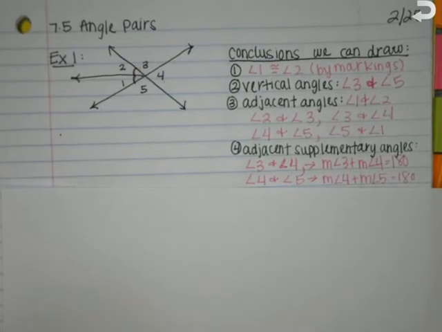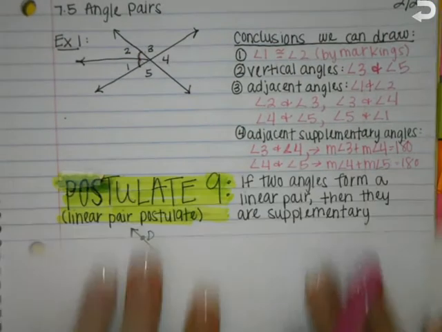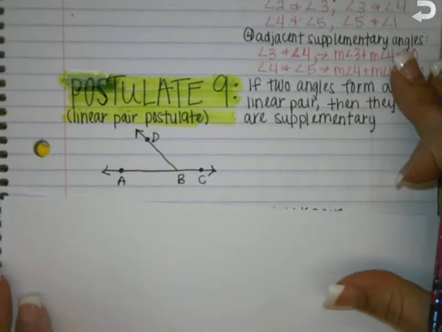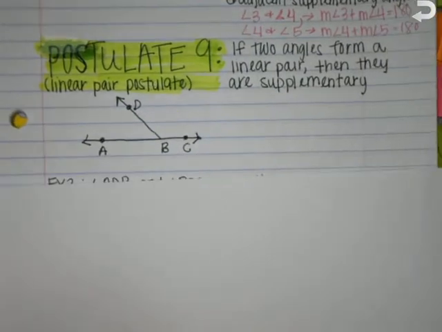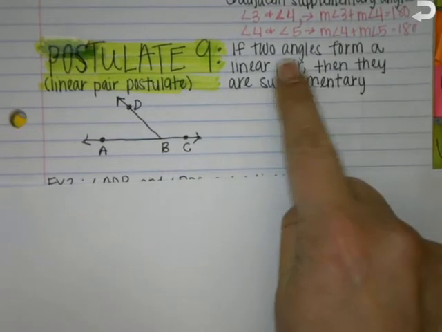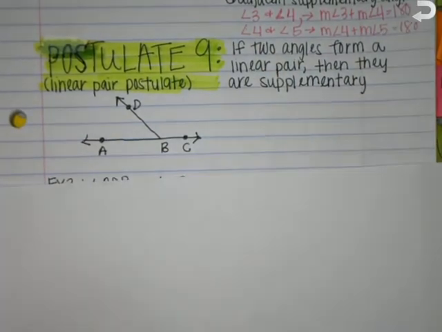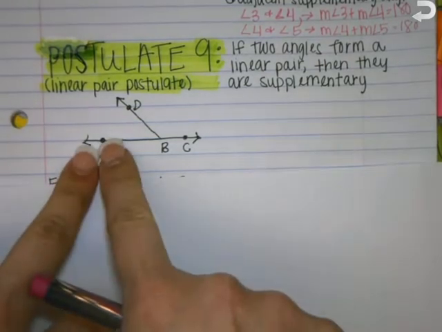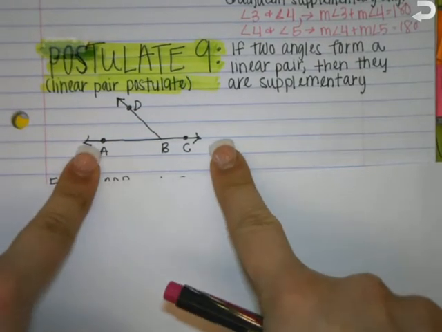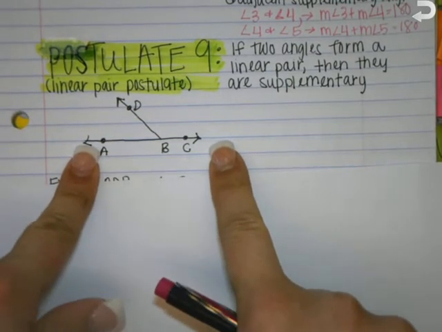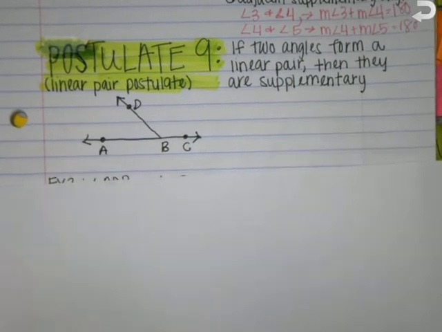Okay, so last postulate of the unit, postulate 9. If two angles form a linear pair, then they are supplementary. So if two angles make a linear pair, meaning they have two opposite rays as their bases, that means that they form a straight angle, which is 180, which means they are supplementary. Okay, so that's just a postulate.